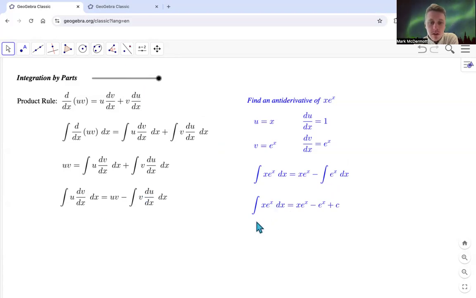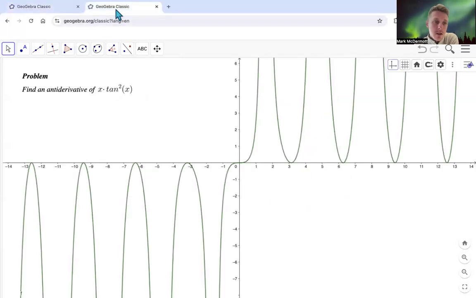Sometimes you'll need to apply integration by parts more than once in the same question. So it's something to be careful of, because, for example, if this integral here was not anti-differentiable by the rules that we know so far, we would need to use integration by parts again. So just keep that in mind.